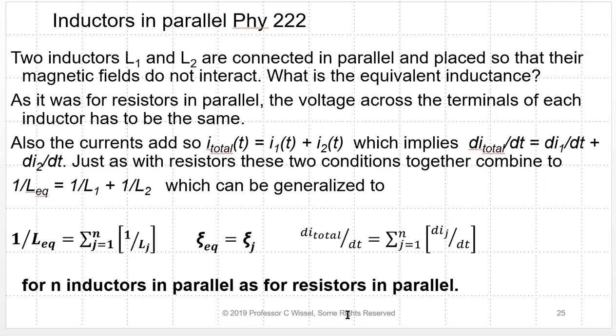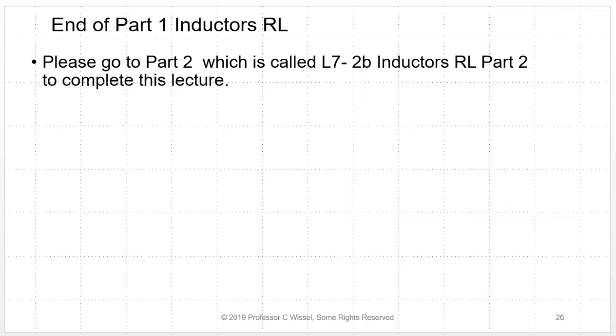And di total dt, which is the time rate of change, is just the sum of all their individual time rates of change. Now, this is for N inductors in parallel, and it works exactly the same way as resistors in parallel. Now, at this point, everybody should be on this slide here. And everybody should be going to part 2, which is called L7-2B Inductors RL Part 2 to complete this lecture. Thank you.